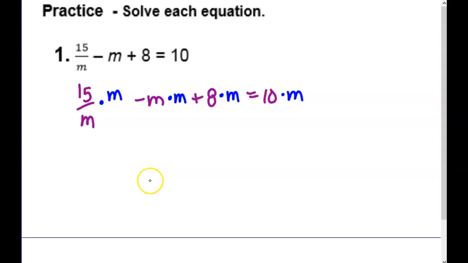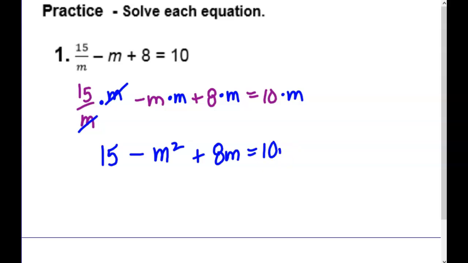Now, why was that helpful? Well, right here on this very first term, these m's will cancel, so I no longer have any denominators. So I have 15, m times m is m squared, and plus 8m equals 10m.